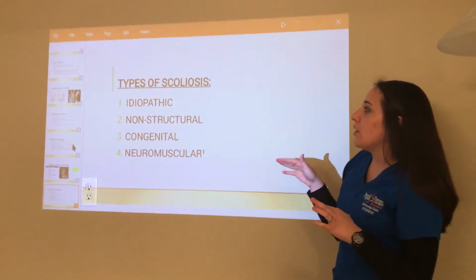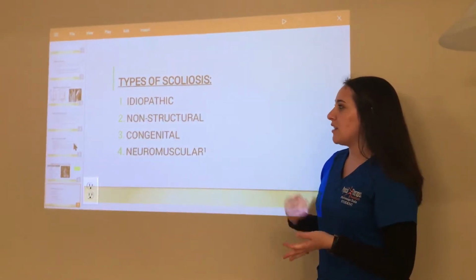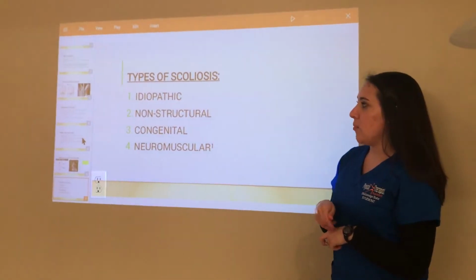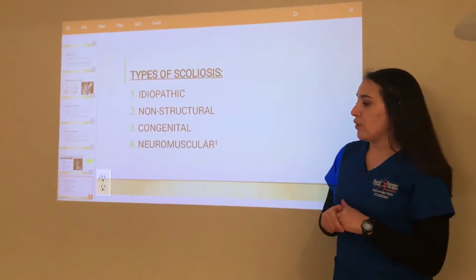So now we'll get into the four types of scoliosis. There are other types, but these are the four main types. The first one we're going to talk about is idiopathic, second is non-structural, third is congenital, and the fourth one will be neuromuscular.